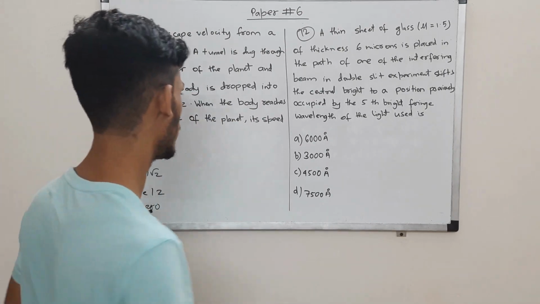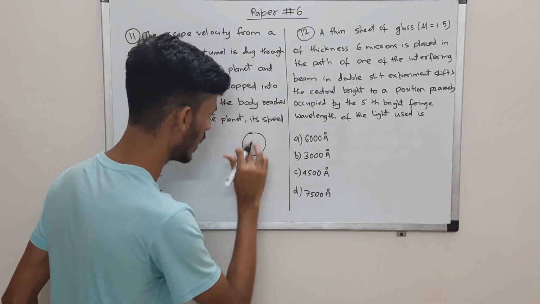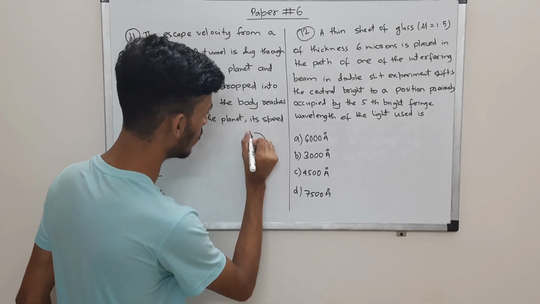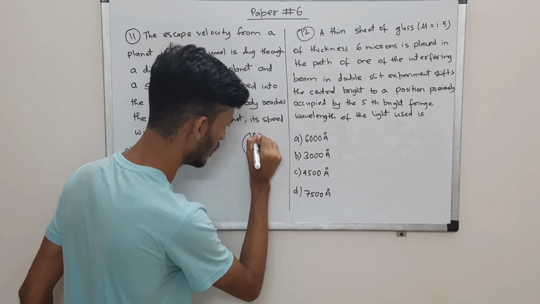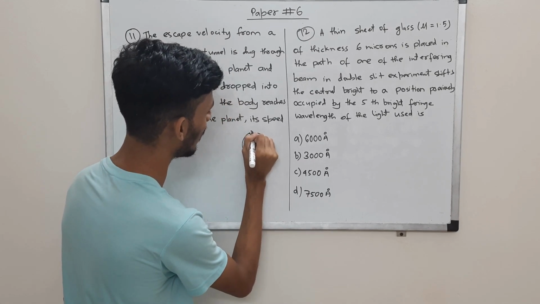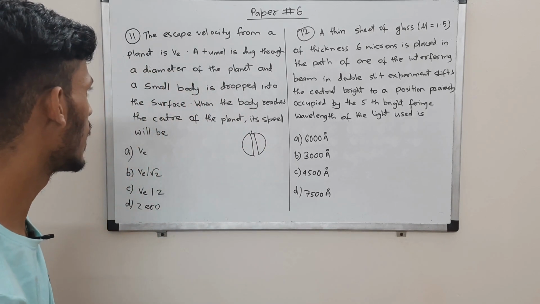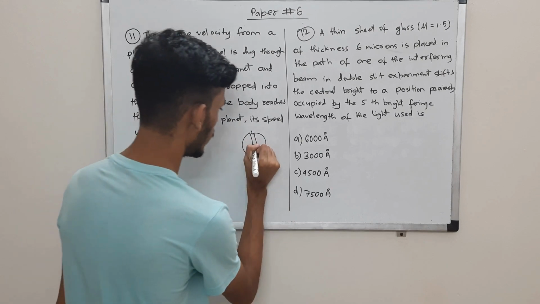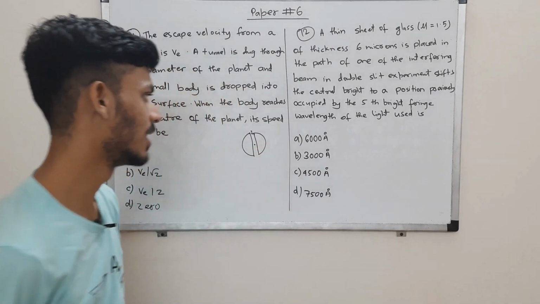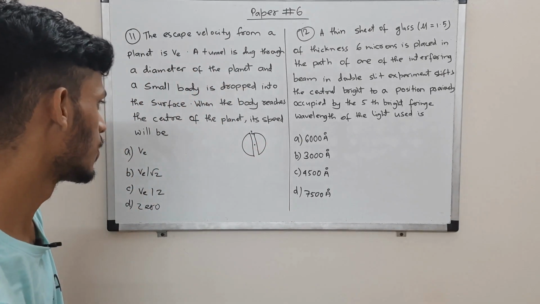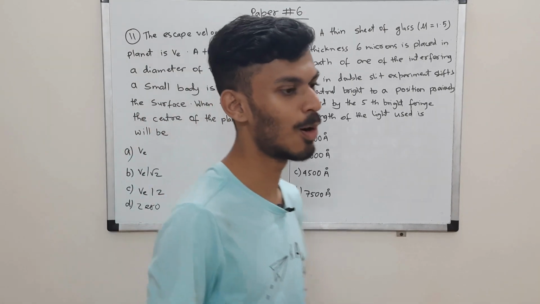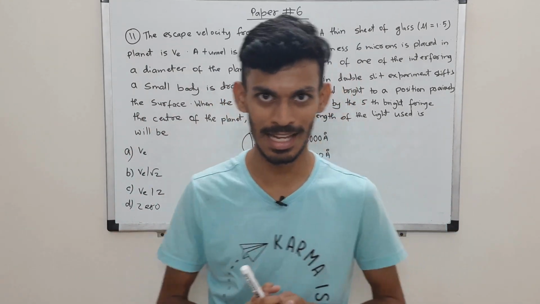Okay, it's dropped in this tunnel. Suppose we have a planet like this and we are going to dig a hole through it. Very simple job, and we are going to drop a small body in this hole. You are supposed to tell what will be the velocity of this body when it reaches the center of the planet. First of all you must realize that this body will execute SHM, right?